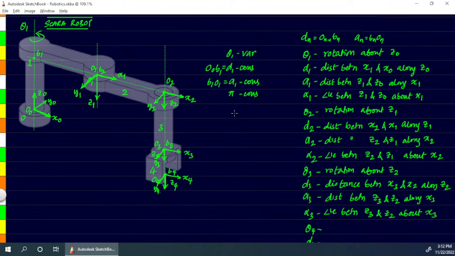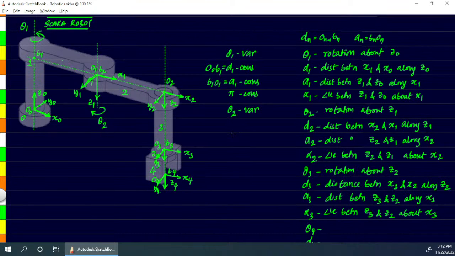Then coming over to theta 2. Theta 2 is the rotation about previous z-axis, that is z1 axis, and because it is pointing in downward direction, this will go in this particular direction, and that is a variable angle. Let's call it theta 2. So theta 2 is a variable angle.